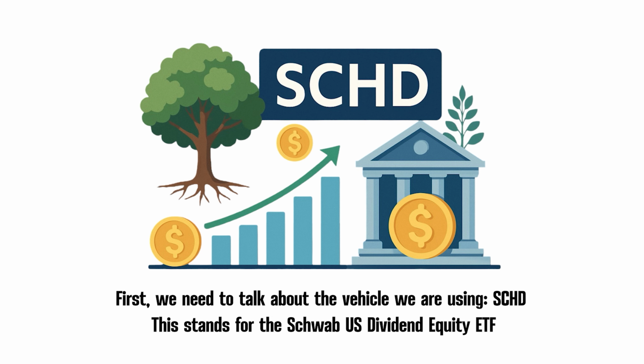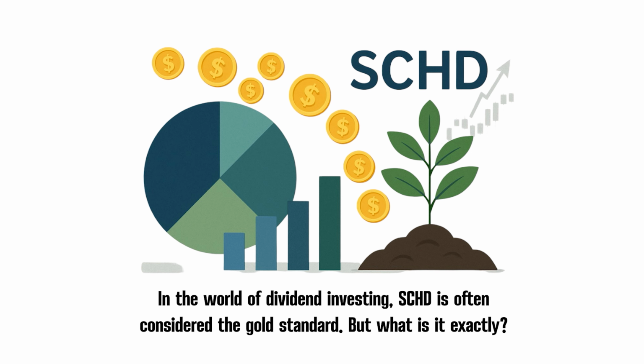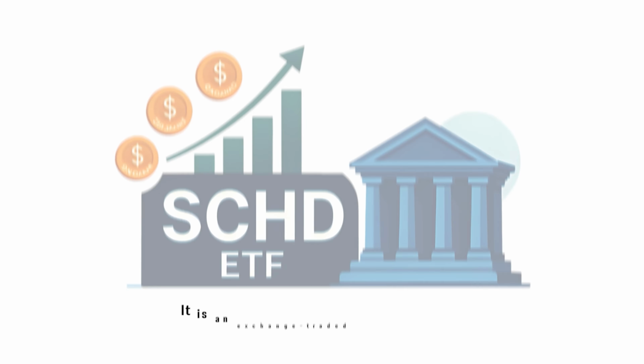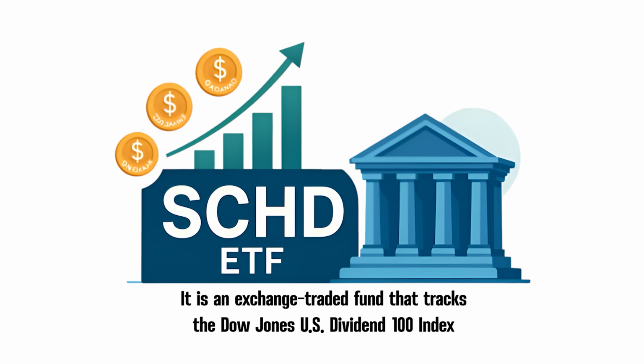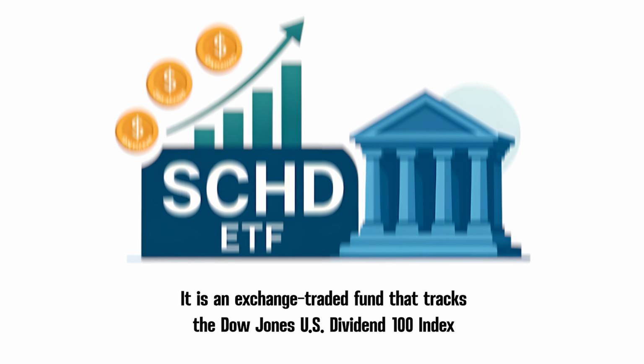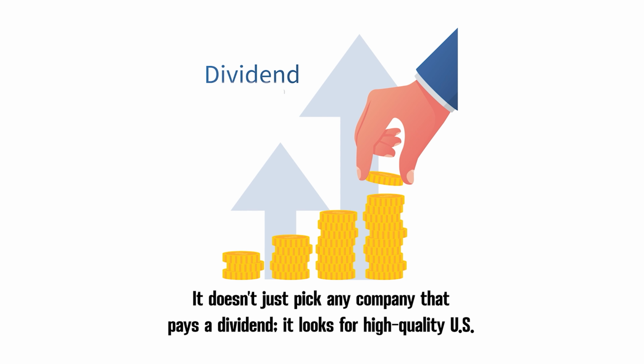This stands for the Schwab U.S. Dividend Equity ETF. In the world of dividend investing, SCHD is often considered the gold standard. But what is it exactly? It is an exchange-traded fund that tracks the Dow Jones U.S. Dividend 100 Index. It doesn't just pick any company that pays a dividend.